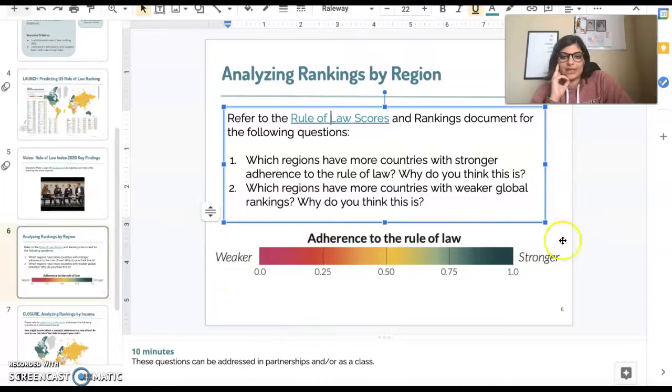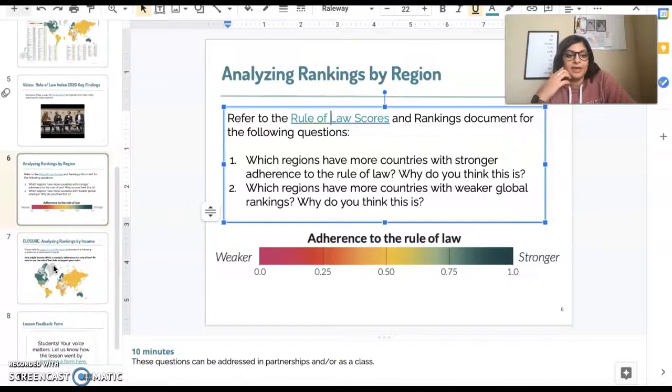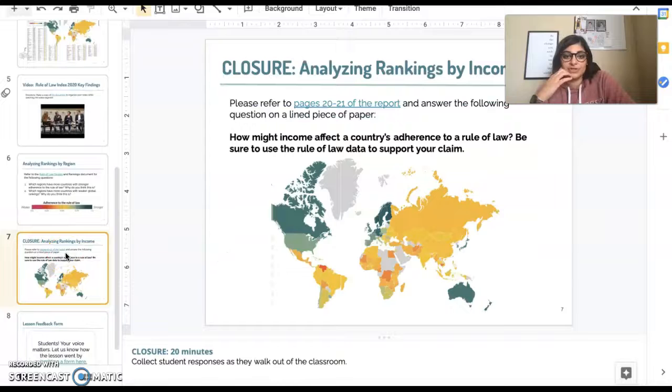And then this is just helpful to them as they analyze the data to know that red indicates weaker, green indicates stronger. You can have these students address these questions in partnerships, printing out the data for them, or you can have them open the data on their screens while you project this screen. It's really up to you how you do it. You could have them look at it in partners, or you could look at these questions as a class. I'd say it just depends on your numbers, your student skill level, and what you're comfortable with. And then from there you move on to closure.